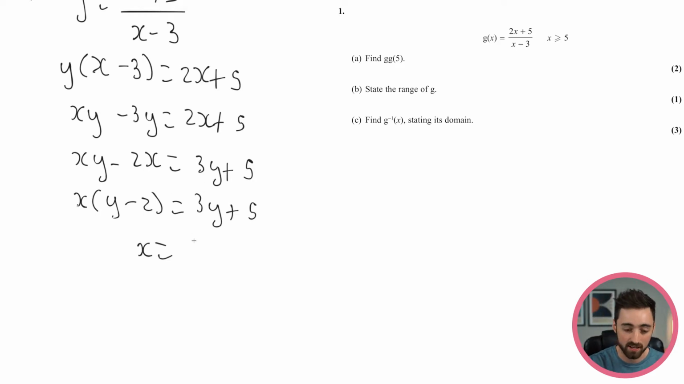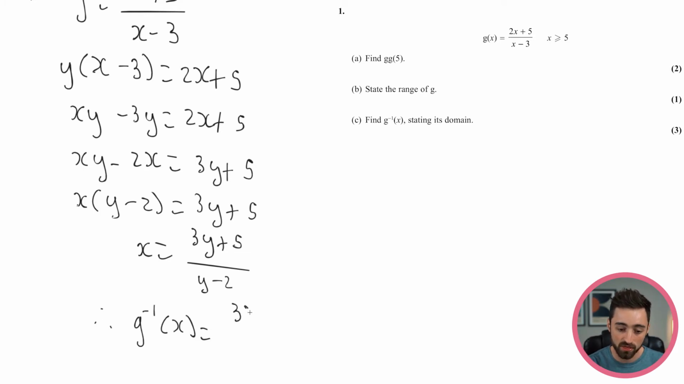So x is going to equal (3y + 5) divided by (y - 2) here. Because we want this as a function of x, it says g to the minus 1 of x, we're just going to swap this with an x at this point. So I'm going to say, therefore, g to the minus 1 of x is going to equal (3x + 5) divided by (x - 2).